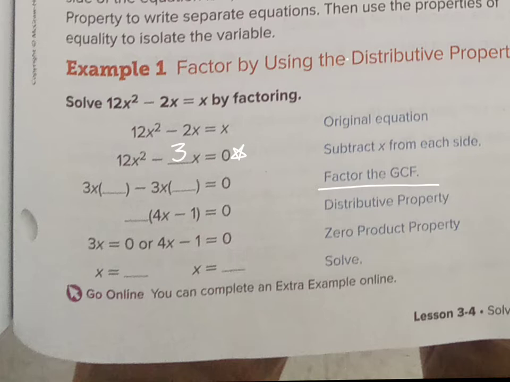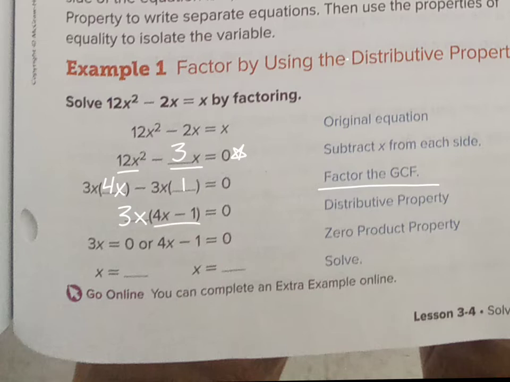Just to follow along, I would jump straight down to this step and say, well, I took a 3x out because that's what's common in 12x squared and 3x. But the way they did it was to say, okay, well, this is a 4x here. So you take a 3x out of each term individually and a 1. And then, of course, that's where the 4x minus 1 comes from.